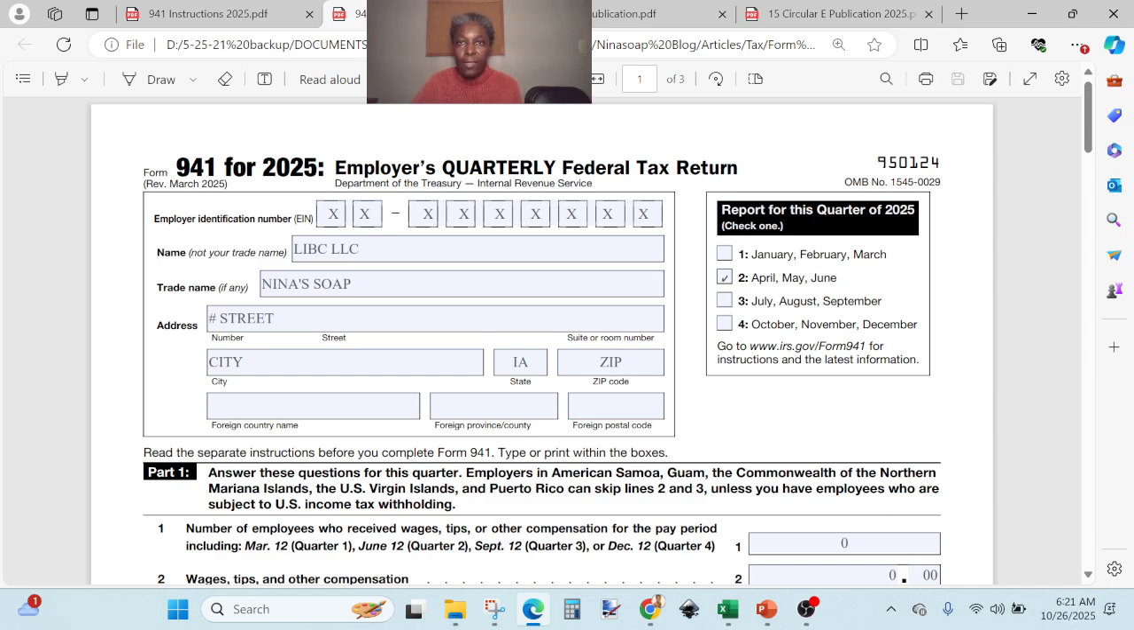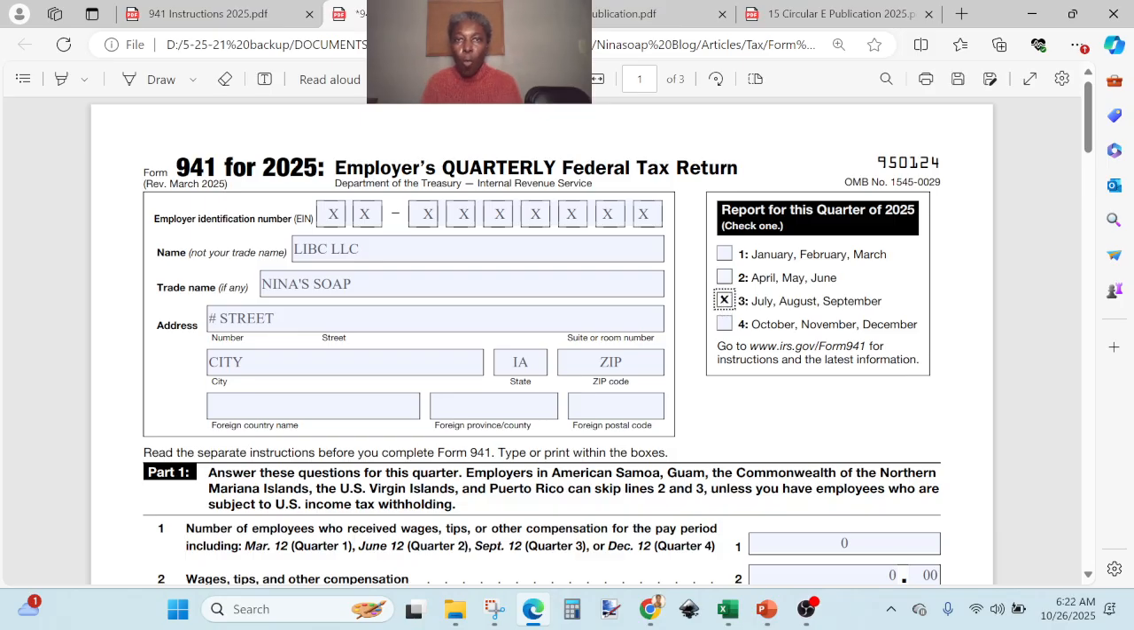If your business has a DBA, you will enter your DBA. If you do not have a DBA, you just leave that section blank. You'll put your business address as well, and then which quarter are you filing for? Since we are filing for quarter 3, you will check quarter 3.